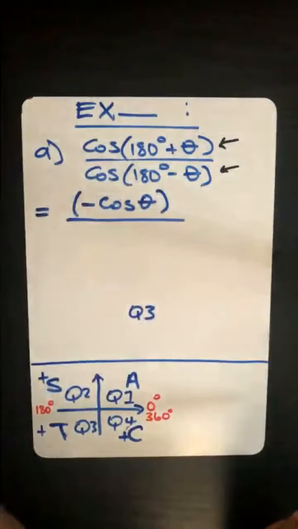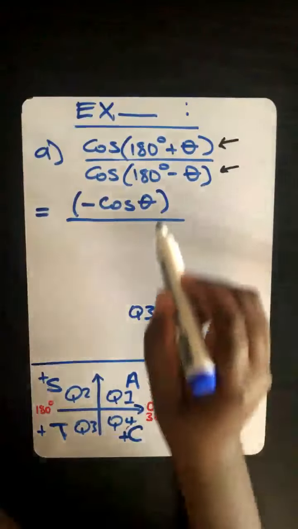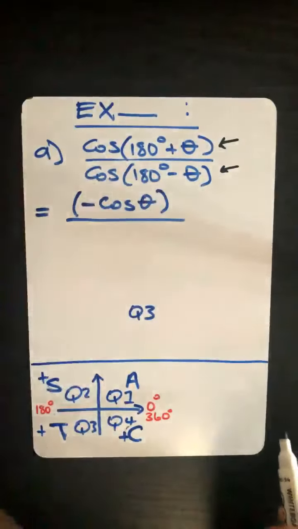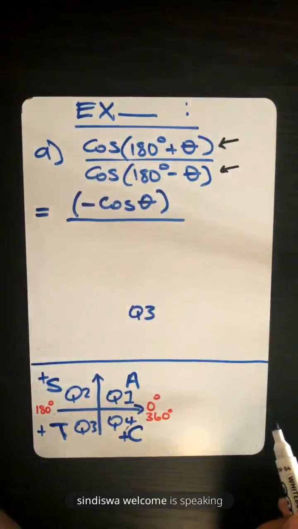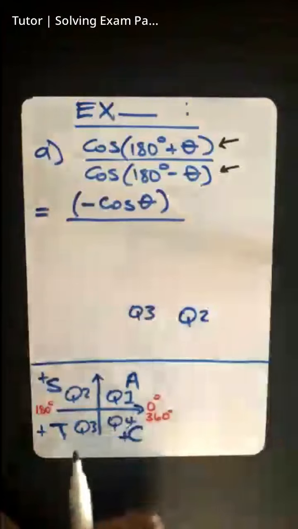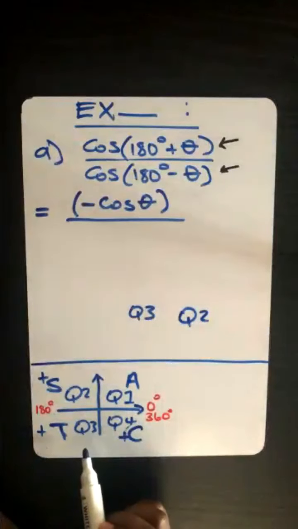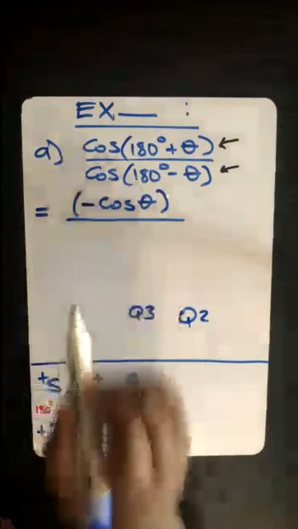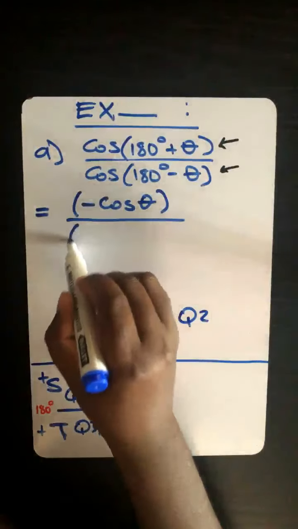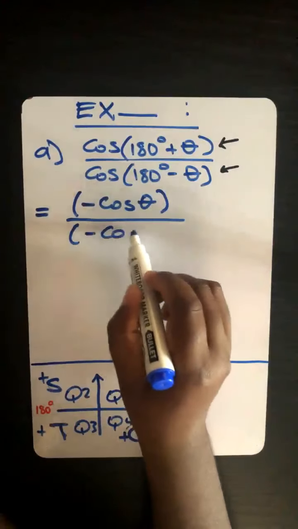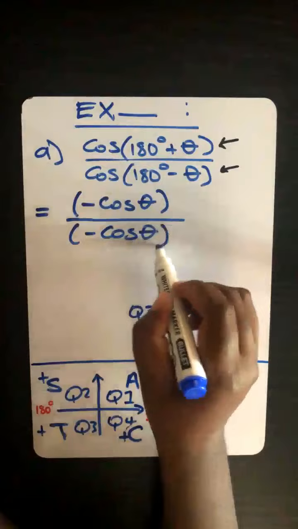Then at the bottom, what are we having? Under which quadrant does that angle fall? Quadrant number 2. Under quadrant number 2, obviously we know cos is negative. It's only sine which is positive. So we are having negative cos of the angle.